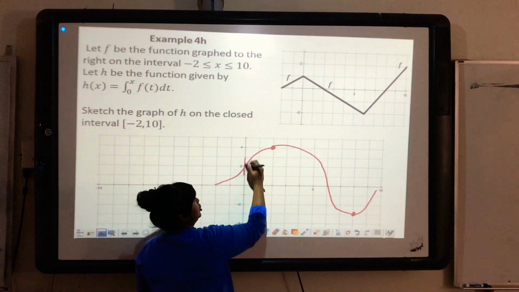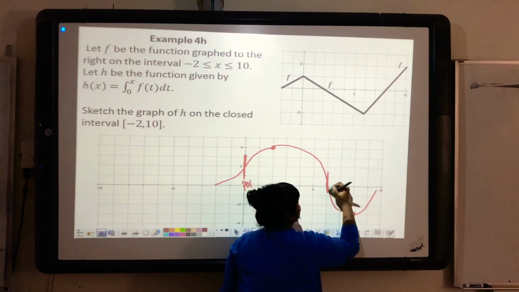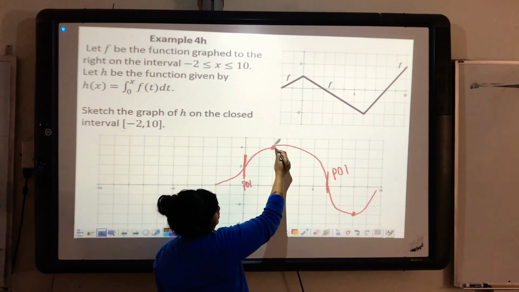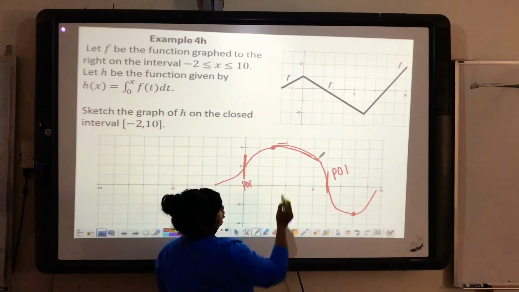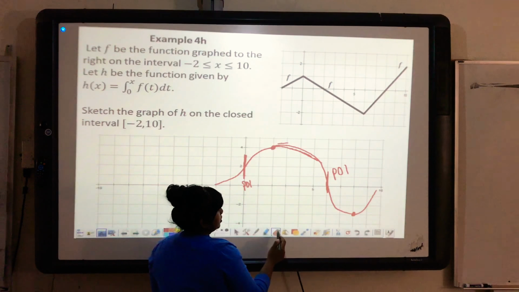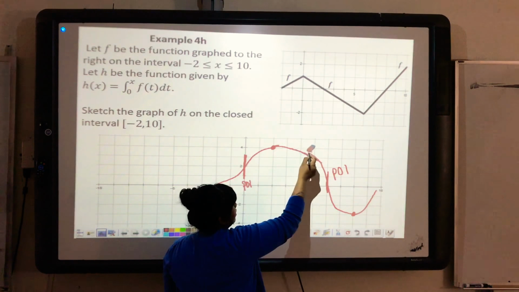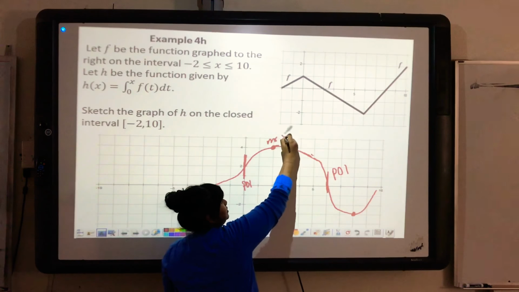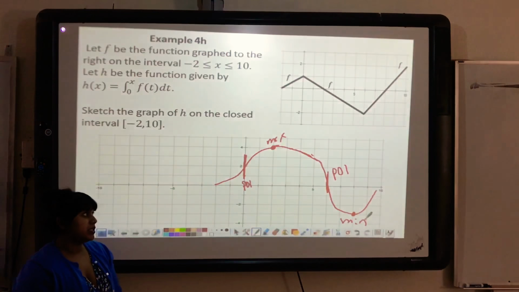So here I have a change of inflection, so here's my POI, and a change of inflection, so here's my POI, I did that correctly. Here's my max, didn't really work out. This should probably have come like that. That would be a more appropriate max. Sure, so let's just erase that. There we go, okay. There's my max, there's my min, and all my concavities and increasing, decreasing match up.